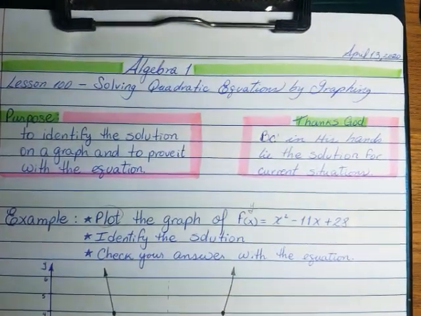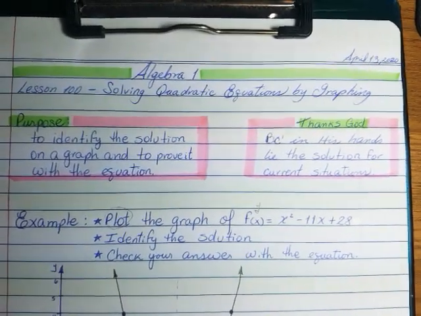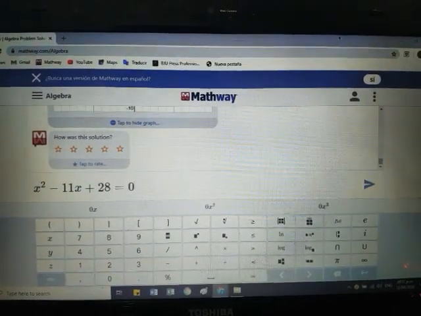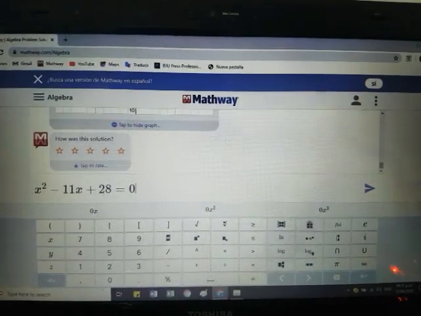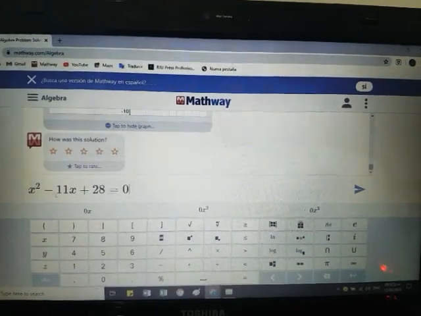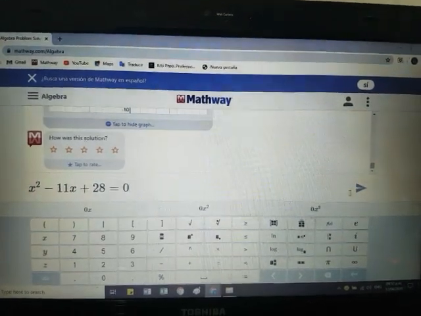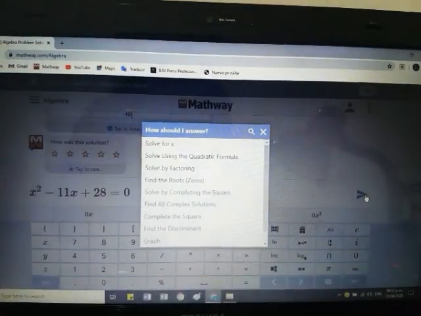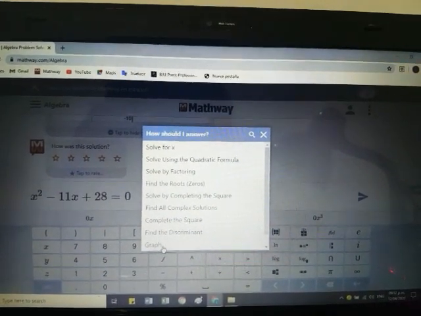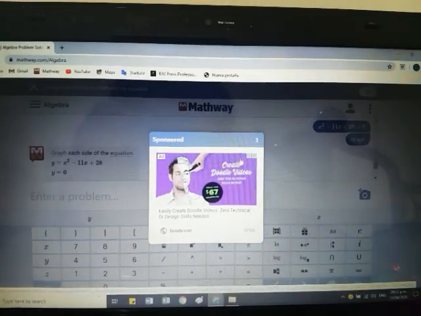For that, we're going to use a tool that we practiced in the class called Mathway. This is the tool, mathway.com. As you can see here in this bar, I placed the equation they gave us at the beginning, making it equal to 0. X to the second power minus 11x plus 28 equals 0. I'm going to hit enter. And the page says, how should I answer? Well, I want you to graph that equation. Okay, you can close these sponsors.